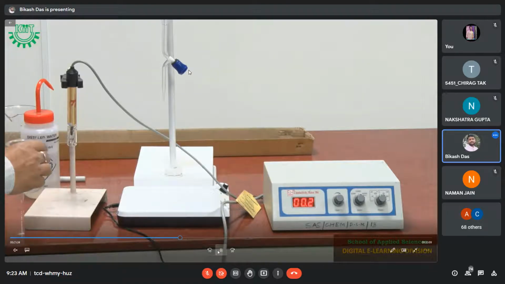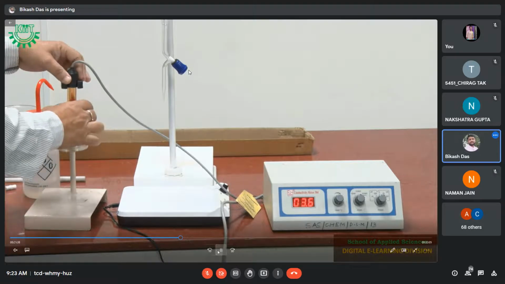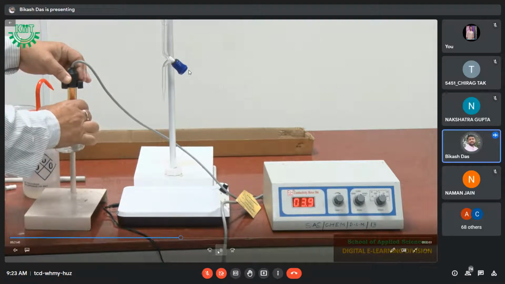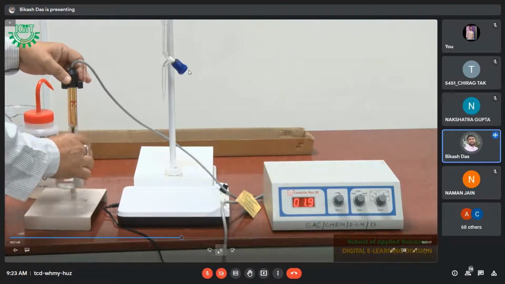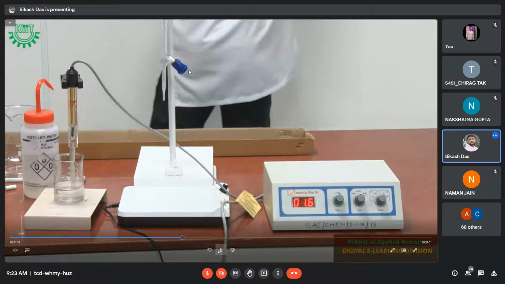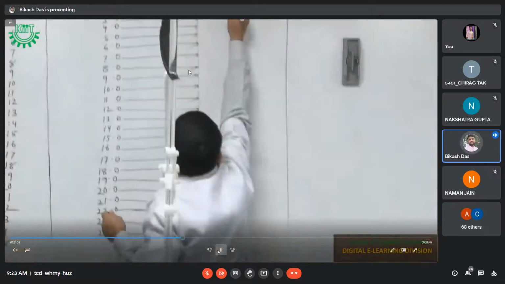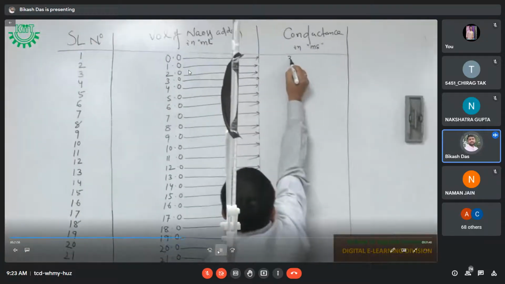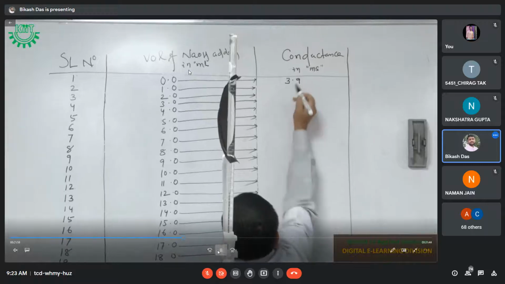Dip it, see how much it shows. This is the first observation without adding any base, and you see this is 3.9. 3.9 is the first conductance value of HCl in pure acidic medium. So the first observation we can write, without adding anything, 0.0, that is 3.9.